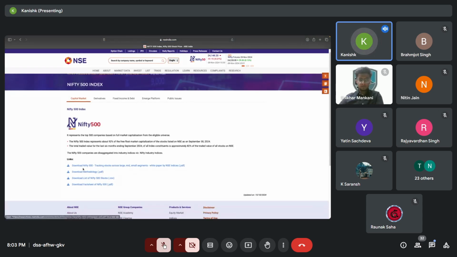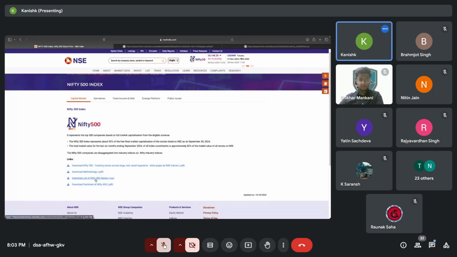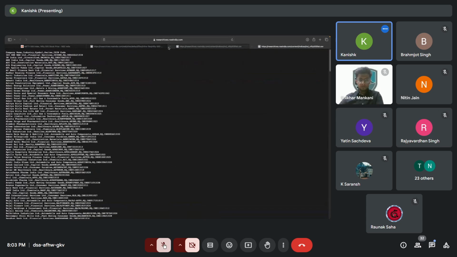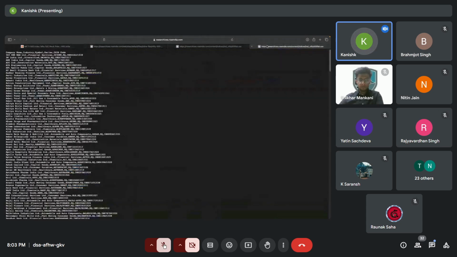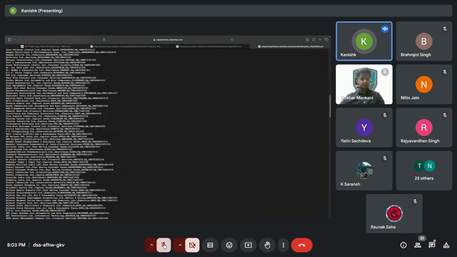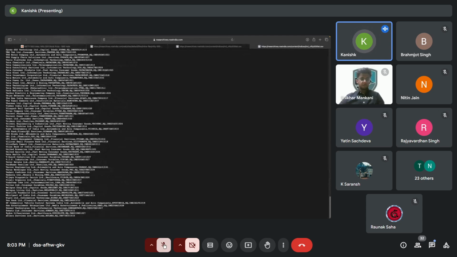See, this is the Nifty 500 stocks list. I'll send it on the group as well. Give me a second. Okay, so this is the issue with Safari. When you download it from Chrome, you will get the CSV file right away. So basically, these are the stocks of the top 500 market-capitalization-based companies in India.